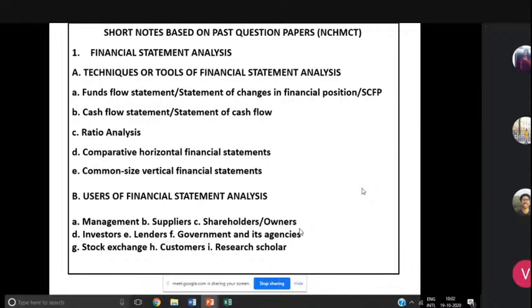I repeat, against capital A, techniques or tools of financial statement analysis, put MCQ. Uses of financial statement analysis, put MCQ. I think this is done. Say yes, no. How many methods under techniques or tools of financial statement analysis? Put there bracket, write five techniques. If you cannot remember A, B, C, D, E, there you write 5 techniques. Five are there.